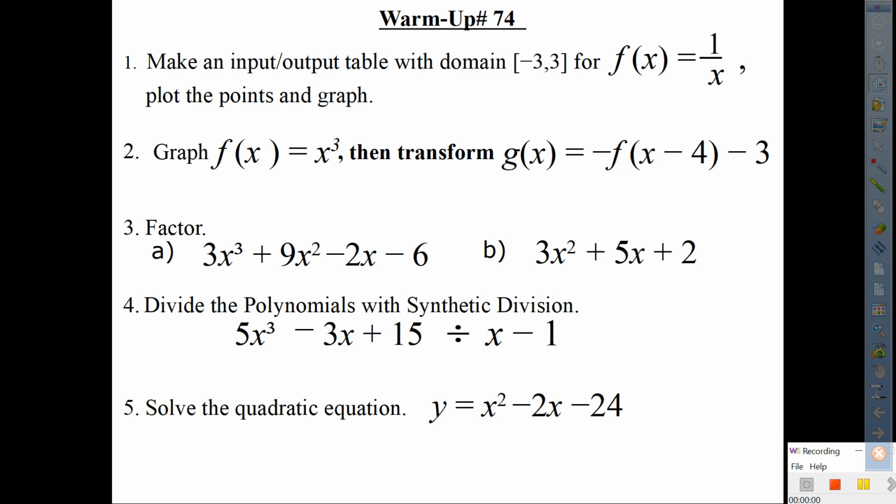Number 2, graph f of x equals x cubed, then transform according to g of x equals negative f of x minus 4 minus 3. Number 3, factor. Part A is 3x cubed plus 9x squared minus 2x minus 6. Part B, 3x squared plus 5x plus 2. And number 4, divide the polynomial with synthetic division. 5x cubed minus 3x plus 15 divided by x minus 1. And number 5, solve the quadratic equation y equals x squared minus 2x minus 24.